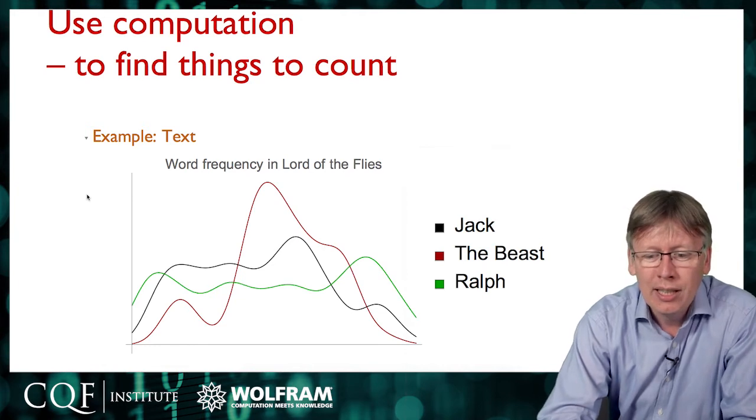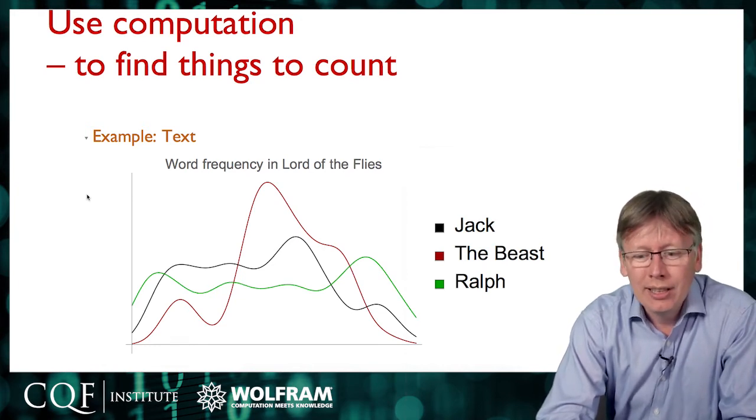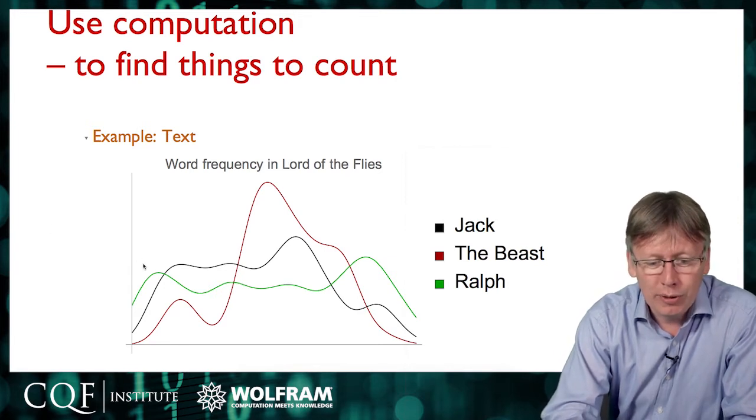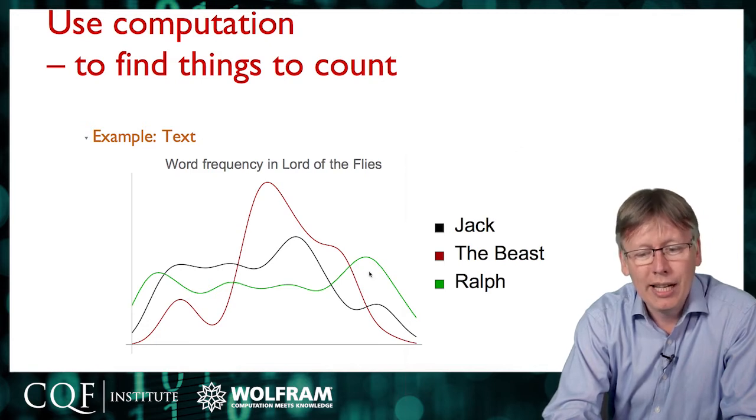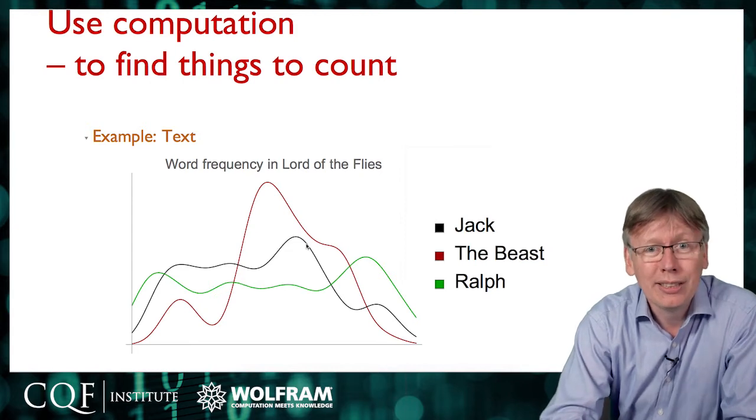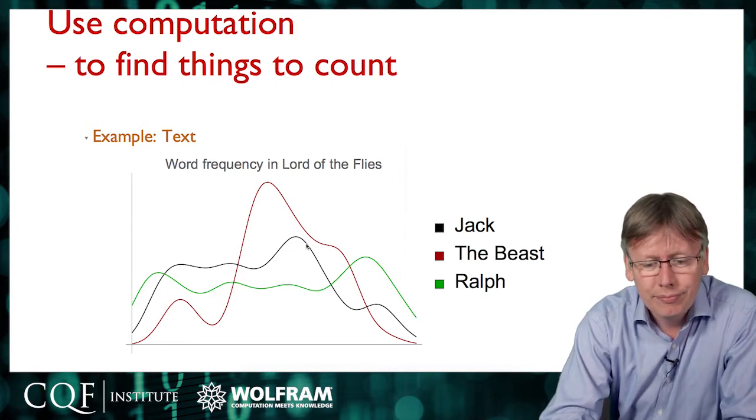We went through and we counted the words Jack, the Beast, and Ralph. These are the three main characters of the film. And you can see the frequency once it's smoothed out, coming out here with the Beast dominating in the middle of the book, and Ralph being at the beginning and resurging at the end, and Jack being dominant right after the Beast. And if you know the story, this sort of makes sense.